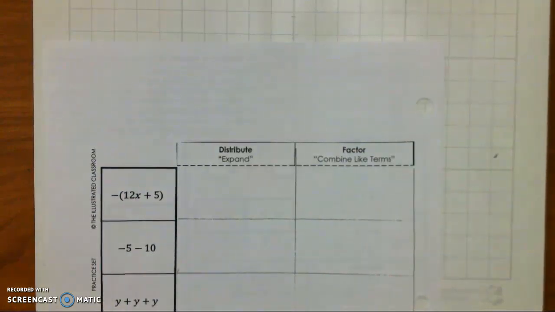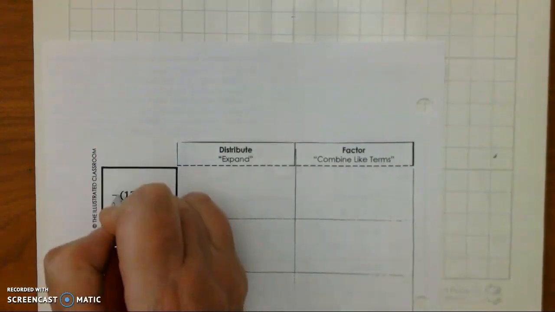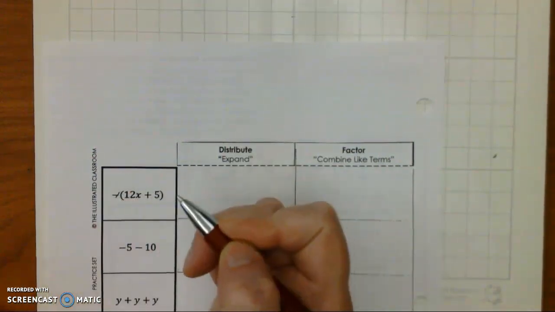Okay, this is distributive property part 2. We are going to again show how we can make equivalent expressions. So the first one, negative 12x plus 5. Remember that the 1 is always there.